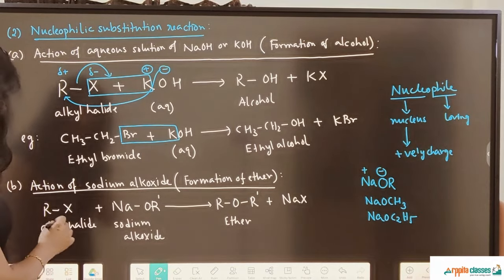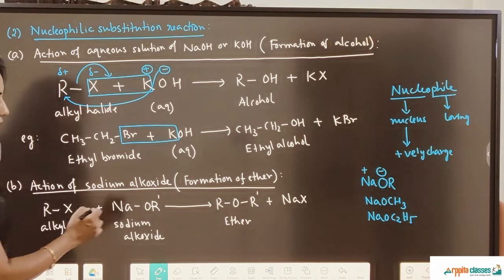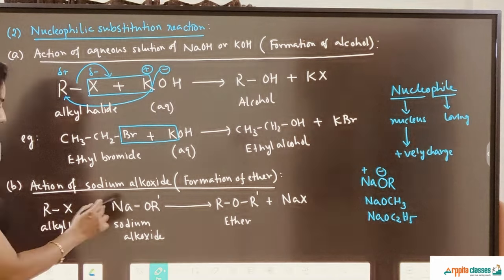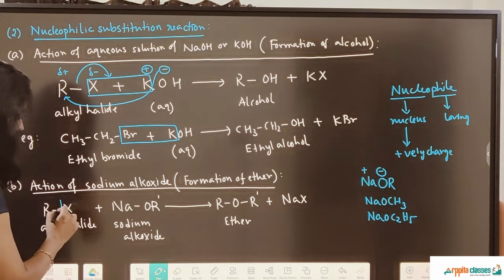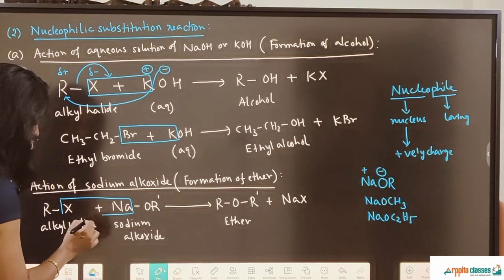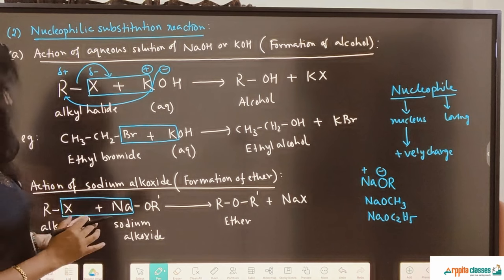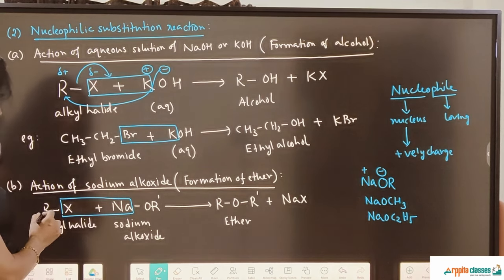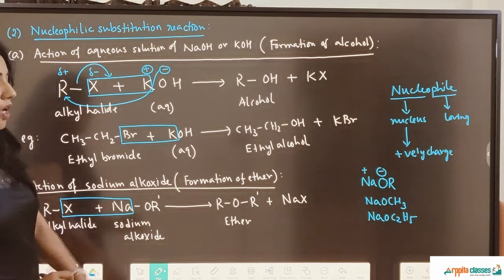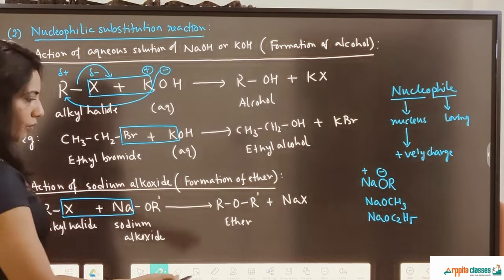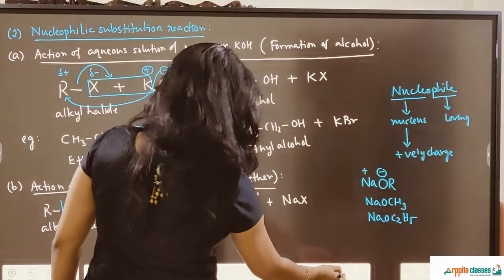Now this is your alkyl halide, and you are treating this with sodium alkoxide. We have taken a different R group here, which is different to this R group. What happens is NaX will be coming out, because sodium and potassium have a lot of attraction towards the halogen. So NaX is coming out and ROR dash is forming. What is this? This is an ether. So ether is formed over here. Okay, so let us see.